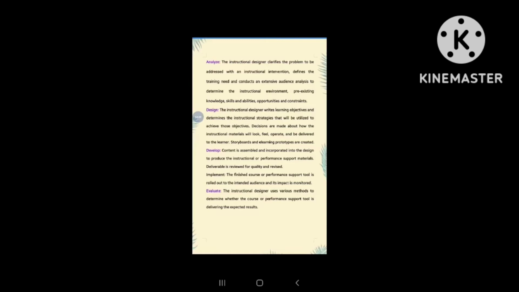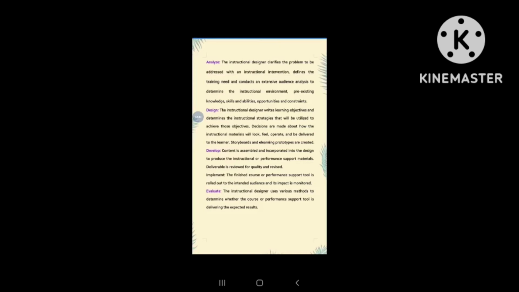The third is develop. Content is assembled or incorporated into the design to produce the instructional or performance support materials. Delivery is reviewed for quality and revised. The fourth is implement. The finished course or performance support tool is rolled out to the intended audience and its impact is monitored.